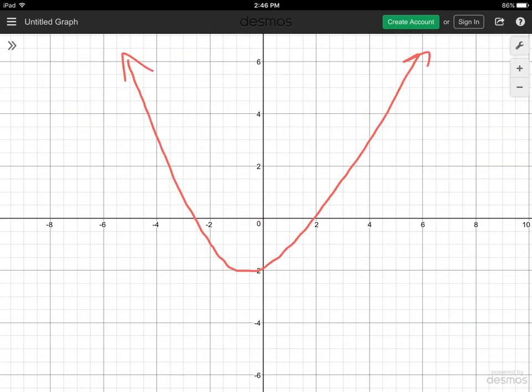So here's another example of a function, or at least we're going to see whether or not it is a function by using the vertical line test. If you drag a vertical line all the way through this, it's never going to hit more than one point at a time. So it passes the vertical line test, so yes, it is a function.